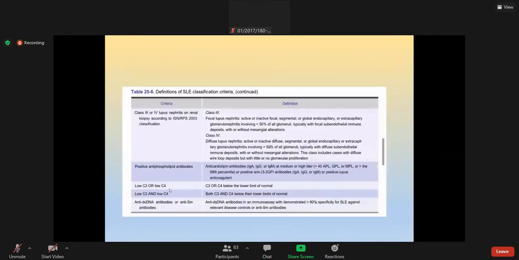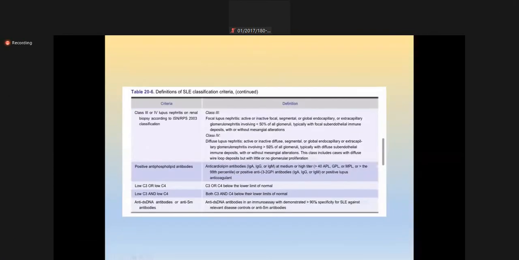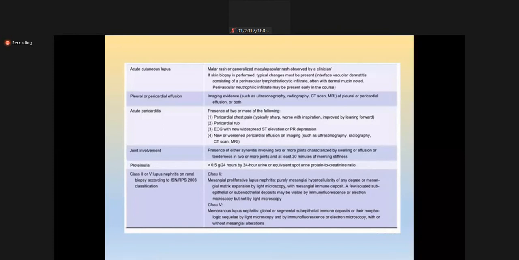In the kidney, there are 6 types by which SLE can be involved. But you need to remember the types which are most common. Number 1 is type 2, in which there is mesangial proliferative lupus nephritis, with mesangial hypercellularity. There is an increase in the cellular component of the mesangium. Under light microscopy, there may be some epithelial or endothelial deposits. This is basically a biopsy finding.